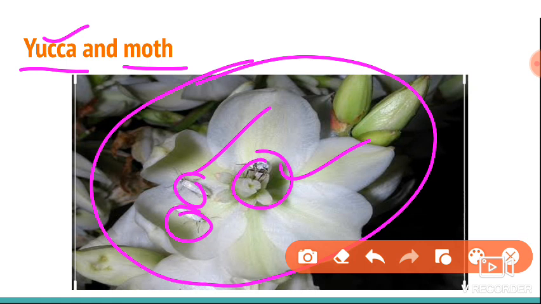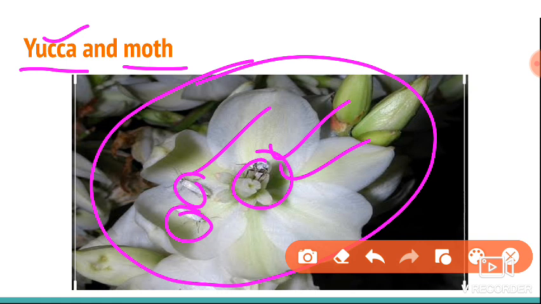And simultaneously, when the moths come to lay the eggs, along with that they carry pollen grains, and those pollen grains are released to the flower, to the female reproductive part. Then pollination occurs, and they also lay the eggs in the locule. So pollination also occurs there, and they lay the eggs here.